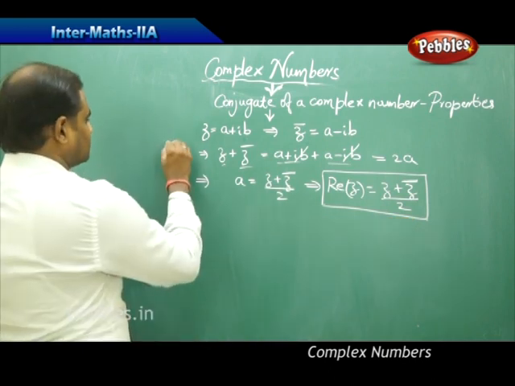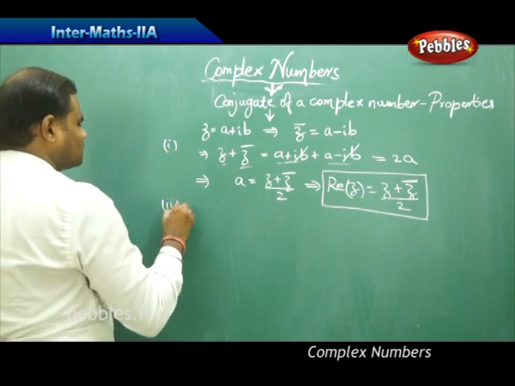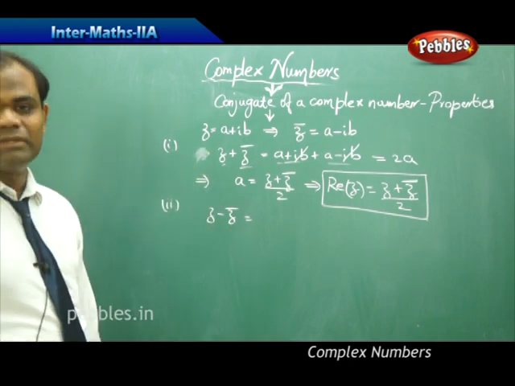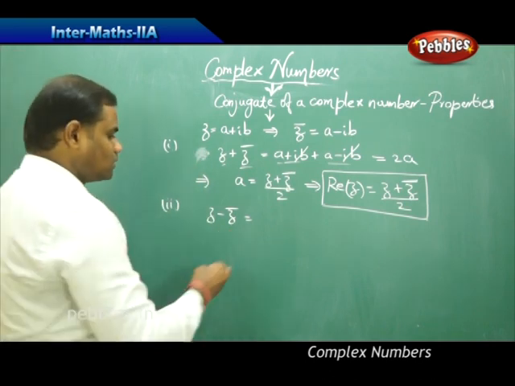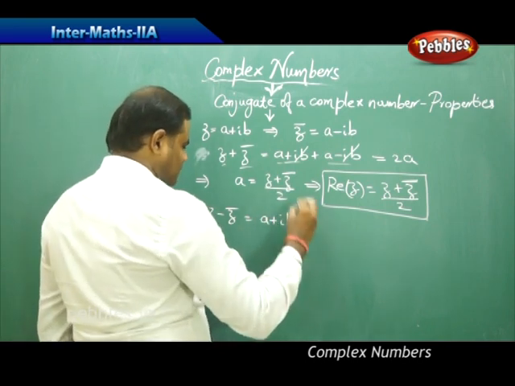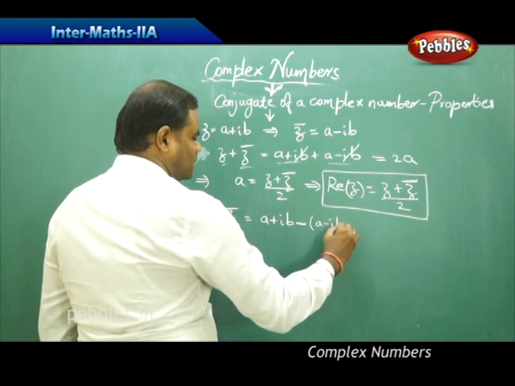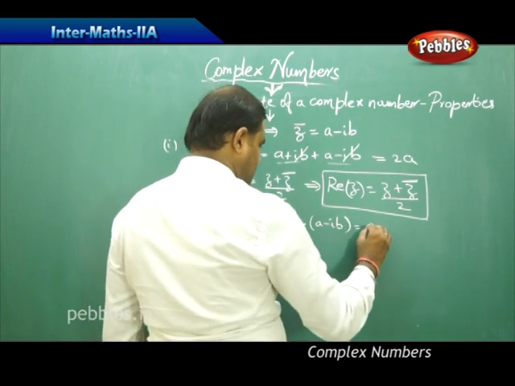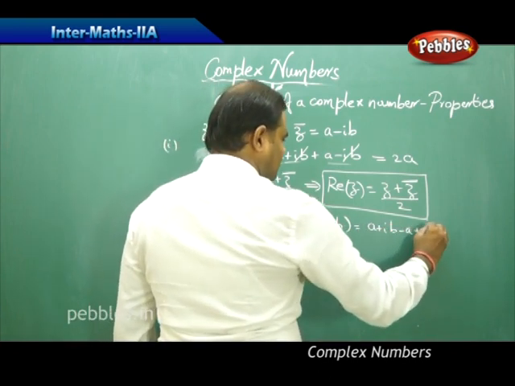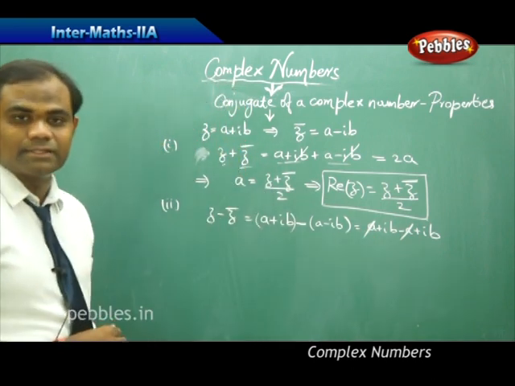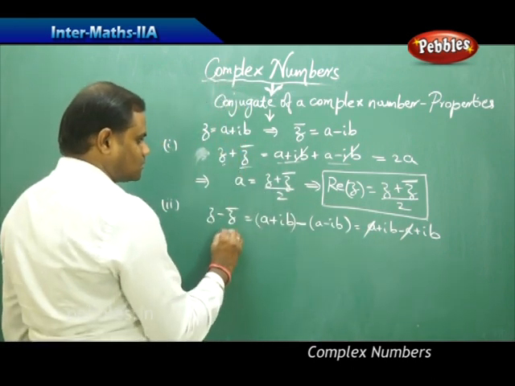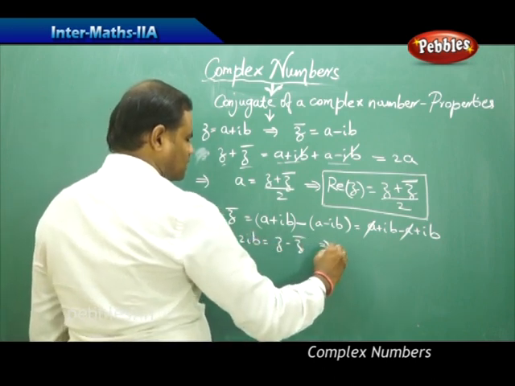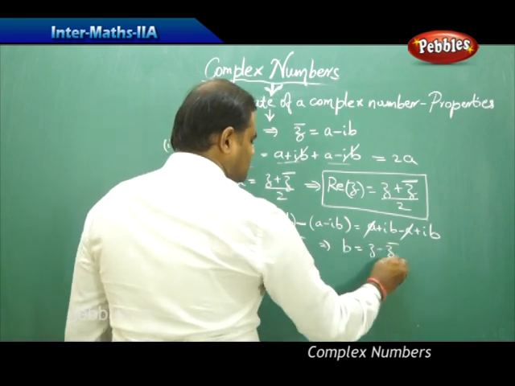Similarly, when I take z minus z bar, let's see what happens. Now z being a plus ib minus of a minus ib is what I get for z minus z bar. So on expansion, this leads to a plus ib minus a plus ib, where the a terms get cancelled. So this on simplification gives 2ib is z minus z bar, that implies b is z minus z bar by 2i.